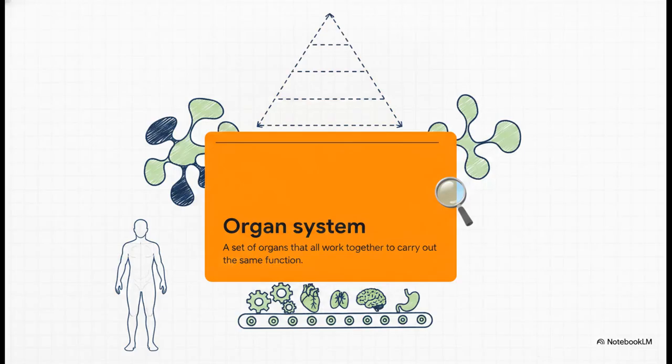Okay, we are almost at the top of the hierarchy now, because as it turns out, even organs need to collaborate. And that gives us the organ system. This is a set of organs that all work together to carry out the same overarching function. If we think of organs as individual machines in a factory, the organ system is the entire assembly line working perfectly in sync to produce a final result. This right here is the absolute highest level of internal organization.